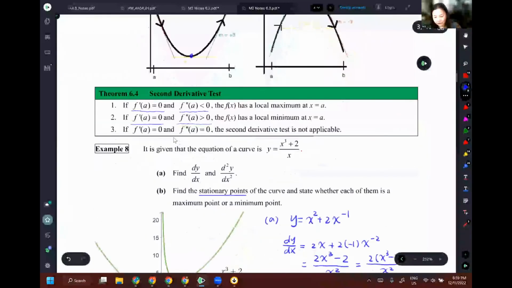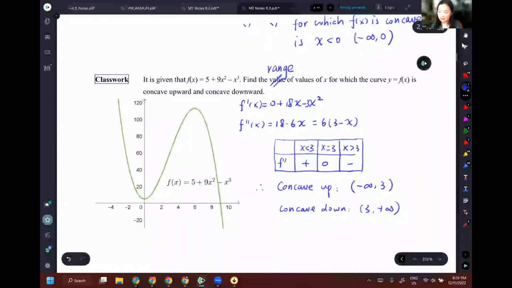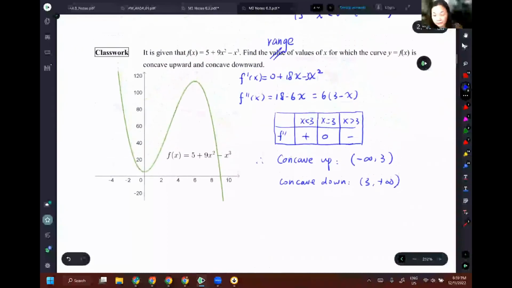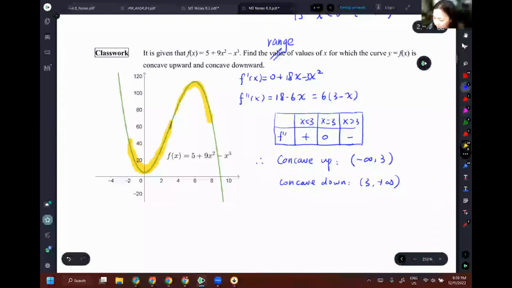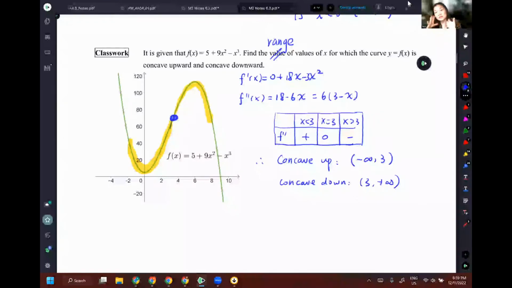Another example is the classwork on page 14. You see here on the left, it's concave up. On the right, it's concave down. So here, there is a point of inflection. Again, it's not saddle. There is a change, but it's not saddle. It's a point of inflection.